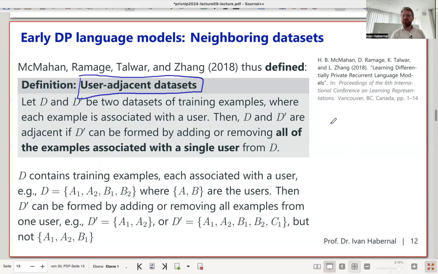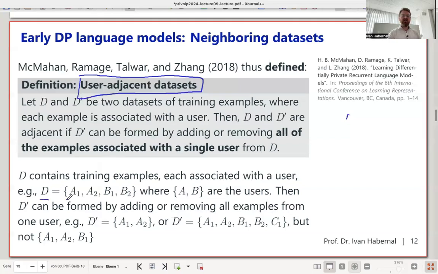Okay, so we have an example. I'll show the example later. D and D prime are adjacent if D prime can be formed by adding or removing all of the examples associated with a single user. Okay, so here is how it works.